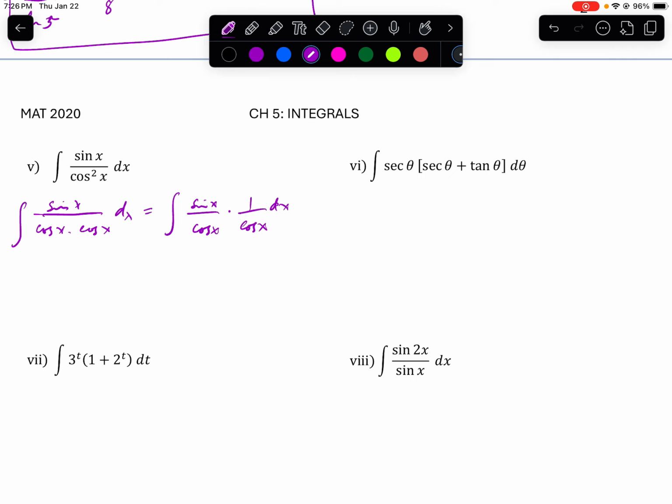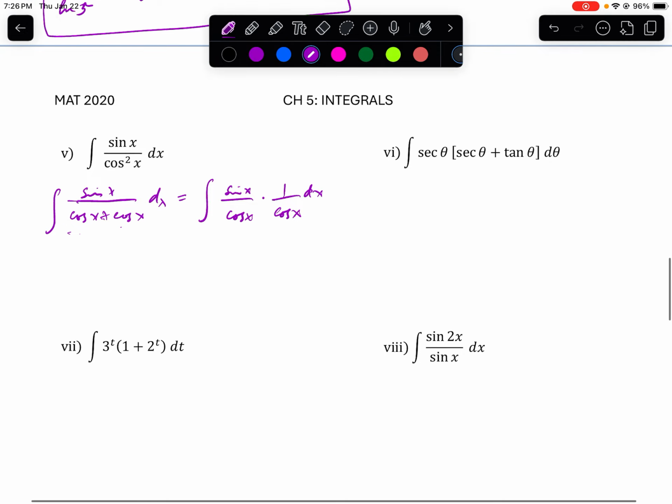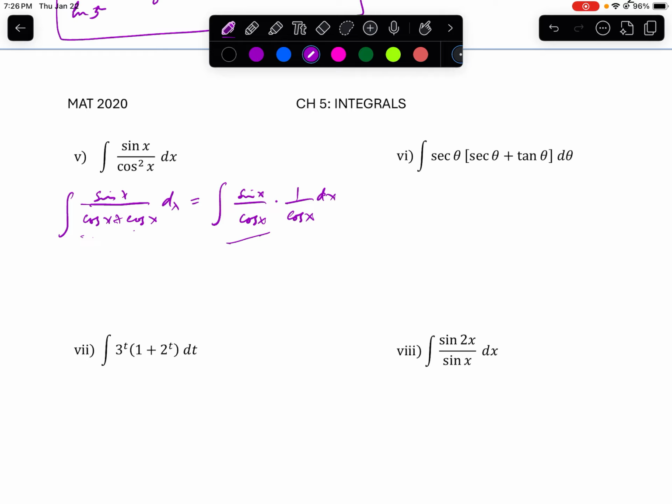Note here, we can write it like this because there were two cosine x's being multiplied in the denominator. If I had cosine x plus cosine x, I cannot get it to this form. So now we can rewrite it as, first one is tangent x, and the second is 1 over cosine, which is secant x. Does that sound familiar? If you know your derivatives, you should know this is the derivative of what function.